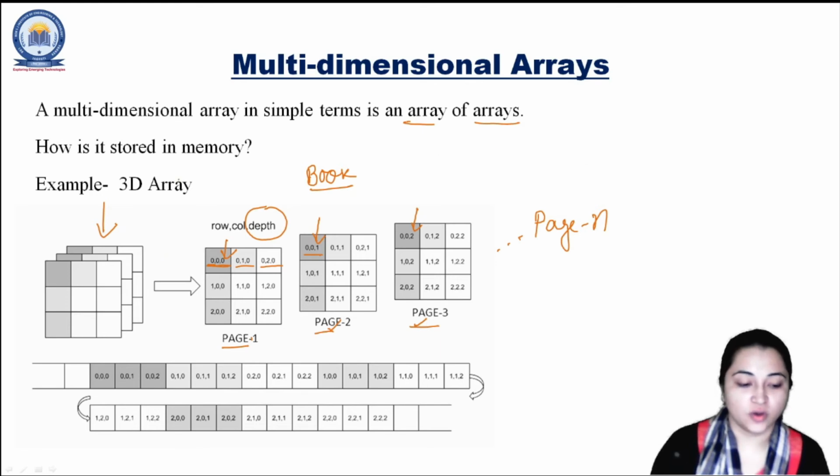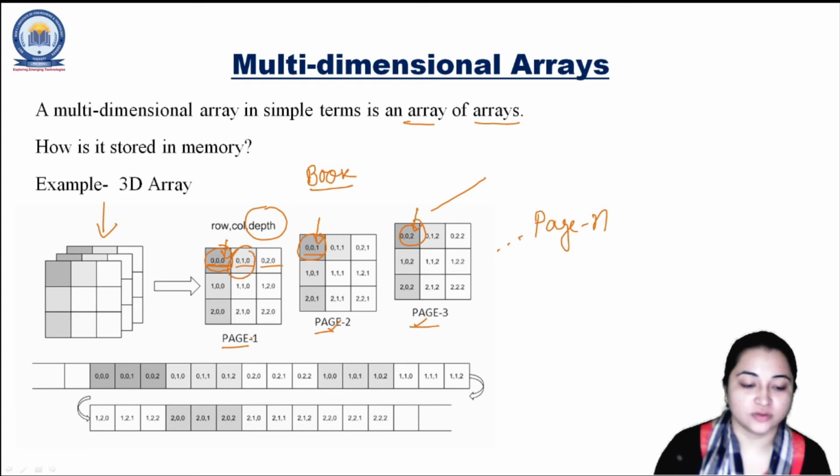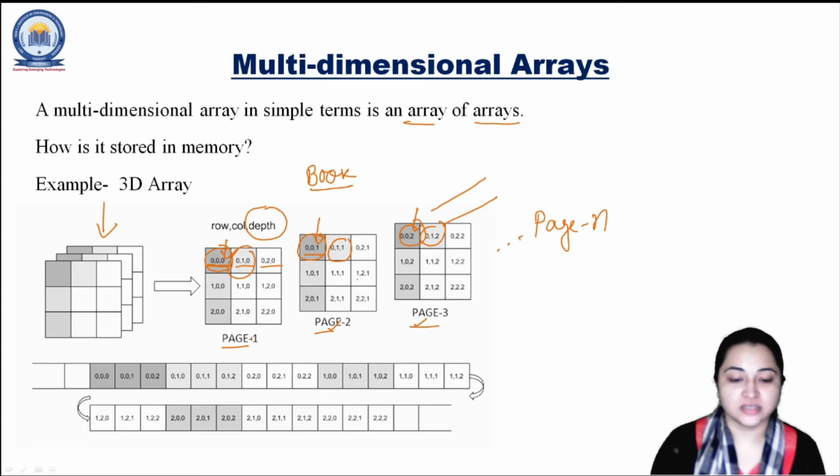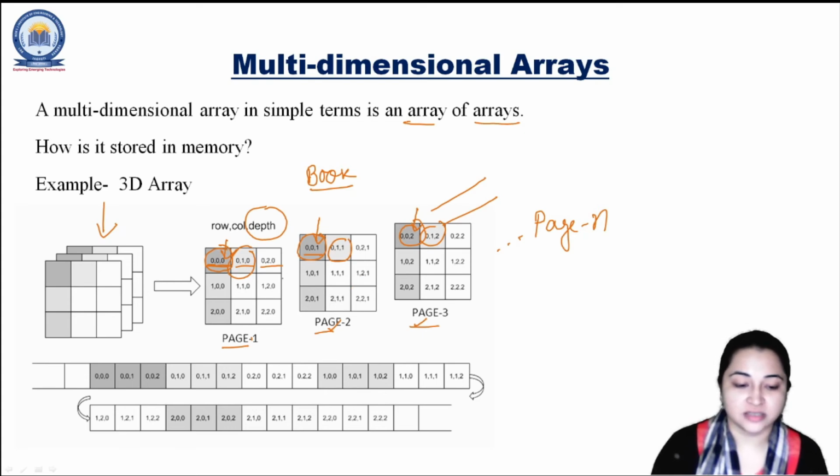We can store these values in memory like 000, 001, 002 and so on. Then we will have 010, 011, 012 and so on. So this is how we can represent this 3D matrix in memory.